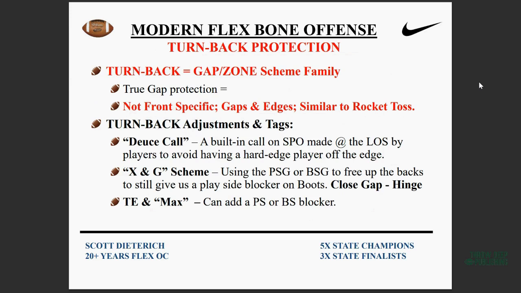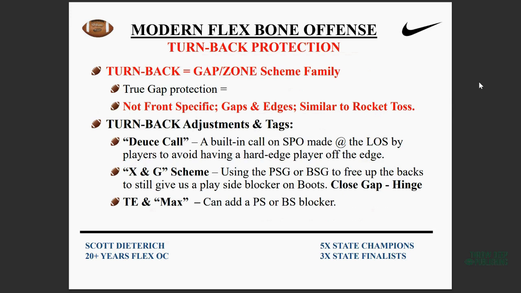So scheme-wise, again, it's gap on, true gap protection. It's not front specific like rocket toss. We talk about gaps and edges mostly with our turnback protection. We do have a few adjustments and tags. We don't run them a lot. Deuce call comes up a lot. It's built into the play. It's made on sprint out at the line of scrimmage by players, especially our tieback, to avoid a hard edge player unblocked off the edge, where the fullback would have to try to handle him. That's the whole purpose of deuce.